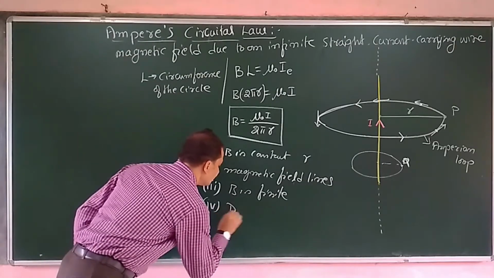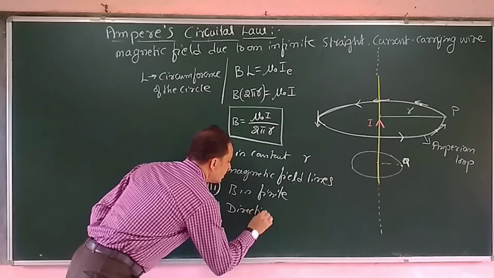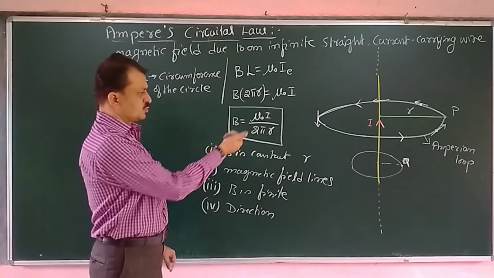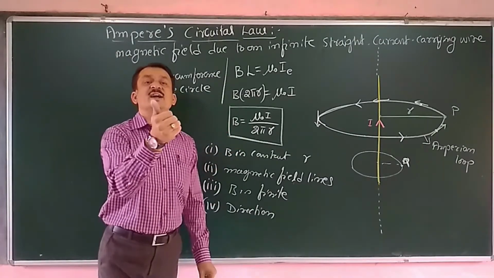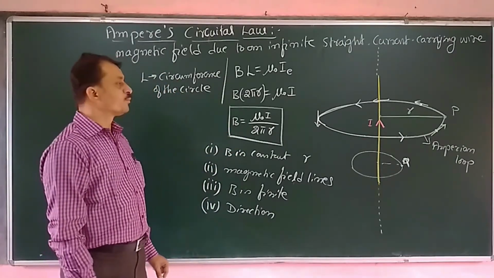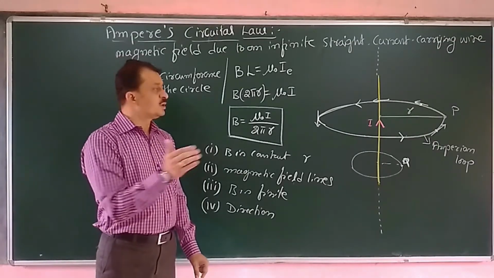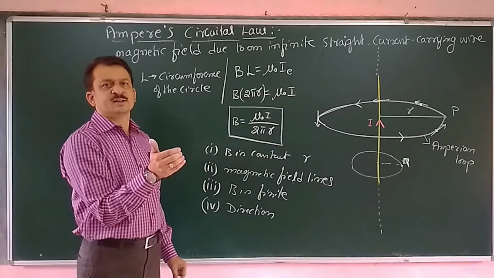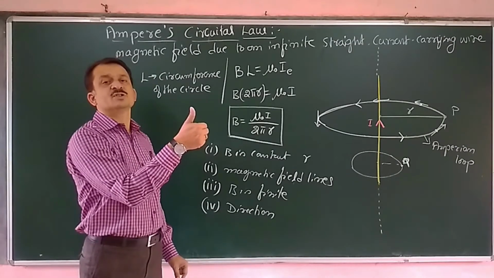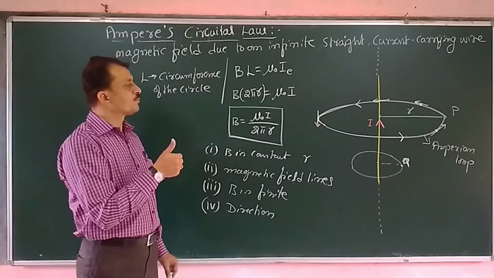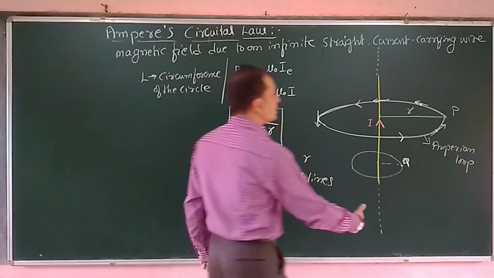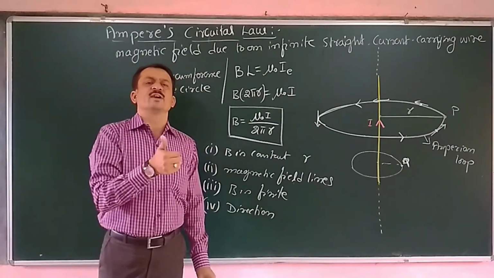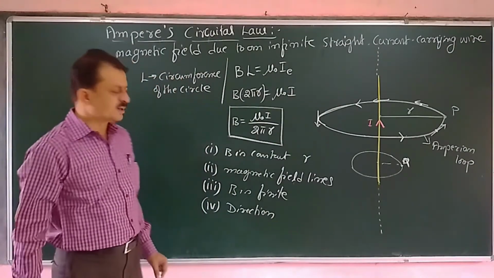gives the direction. It tells about the direction, as we have studied earlier, by using the right hand rule. If you grasp the surface by the four fingers of your right hand with the thumb stretched, if the thumb indicates the direction of the current flow, then the encircled four fingers represent the direction of the magnetic field.